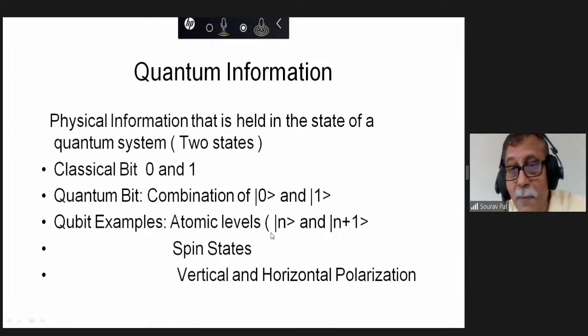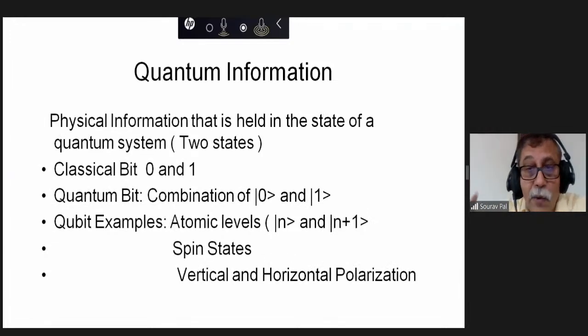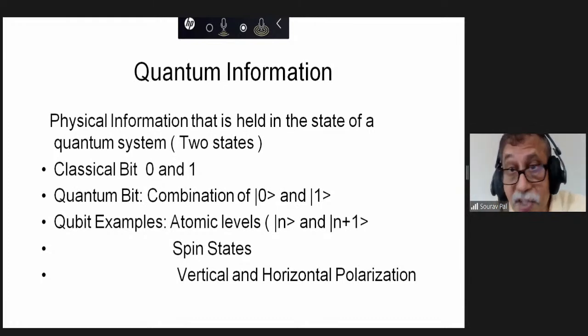Examples are atomic levels, let's say n and n plus 1, spin states with two states, alpha and beta, or two polarizations, vertical and horizontal. But the important thing is that we can actually generate many, many states. The whole idea in quantum mechanics is this linear combination, the superposition of states, which are basically non-stationary states.